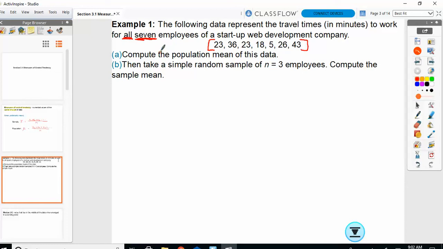Now, if I were talking about travel time for all the teachers in our district, and I took 7 of them, that would have been a sample because it wasn't everybody. But I said it was all of them, so it's the population. So what variable do I use for the population mean? Mu. And so we just add them up.